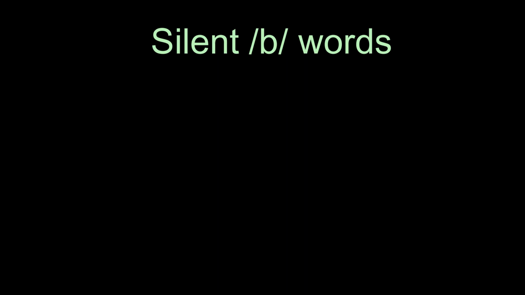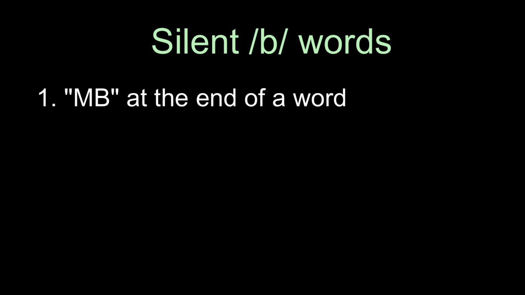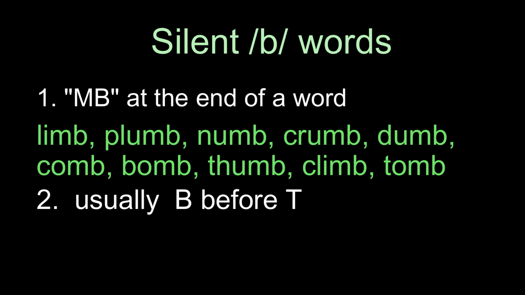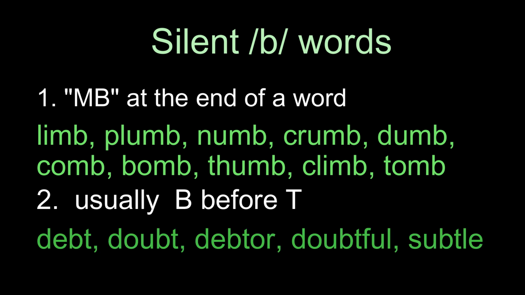Silent B words. Compared with P, the pronunciation of B is simple, as we do not need to worry about the aspiration element. Words with B can be tricky when the B is silent. These are two cases where B is silent. First, B is not pronounced after M at the end of a word. These are examples: limb, plum, numb, crumb, dumb, comb, bomb, thumb, climb, tomb. Second, B is usually not pronounced before T. These are examples: debt, doubt, debtor, doubtful, subtle.